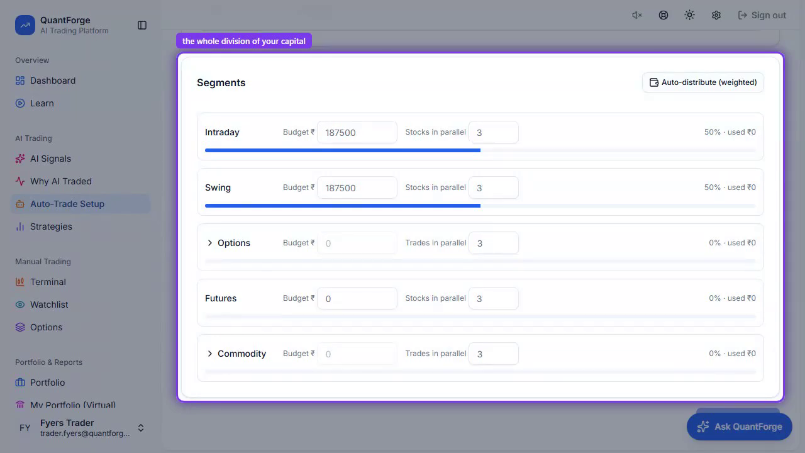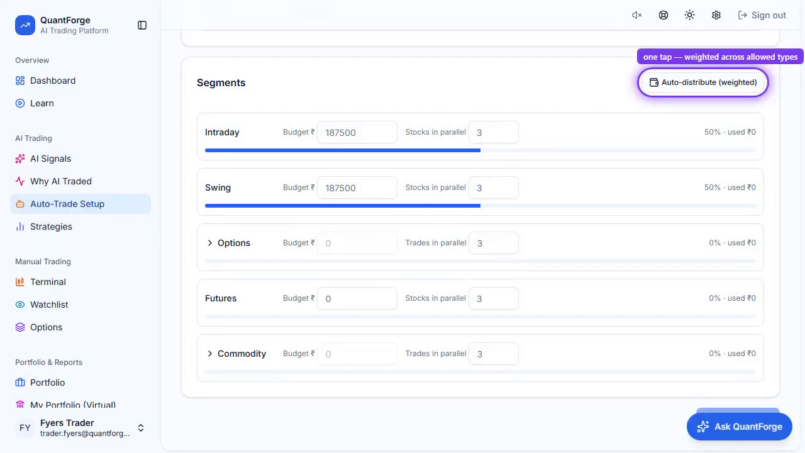And auto distribute? One tap and the platform spreads your available capital across the types your plan allows, weighted more to the steadier types, less to the sharper ones. It is a sane starting point that you are then free to edit.